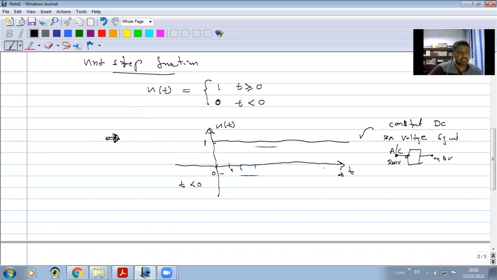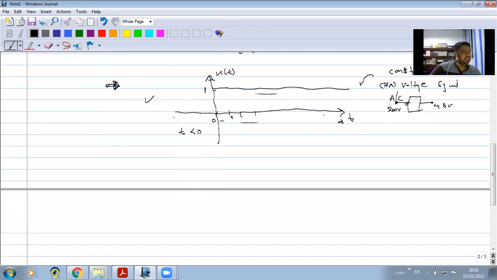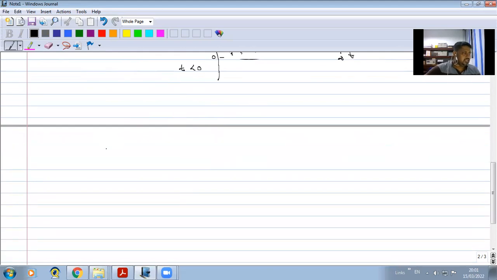This is an example for the real-time unit step function. Anyway, basically you have to remember this signal. It is very important. And also we define what is called the shifted unit step function. This is the shifted unit step function.